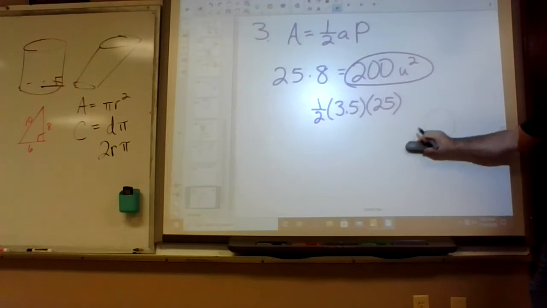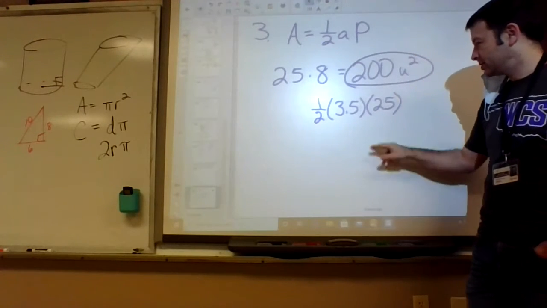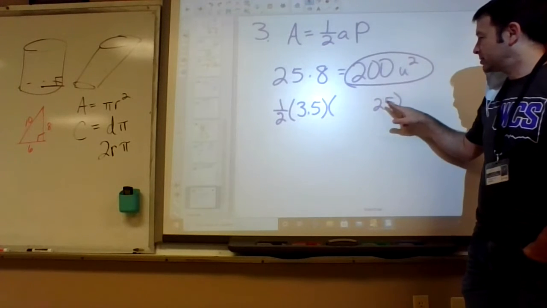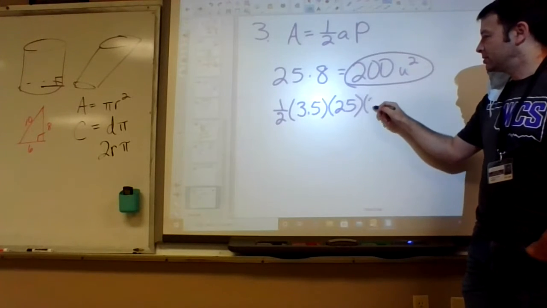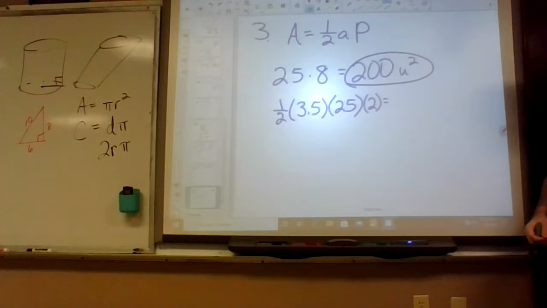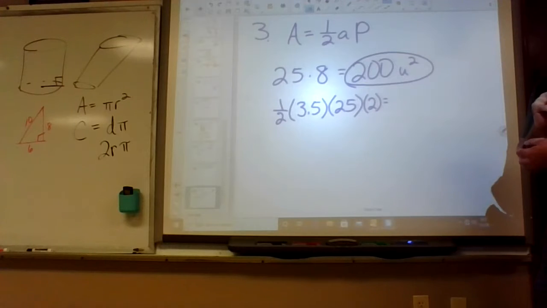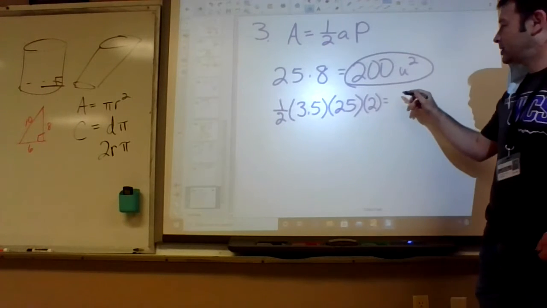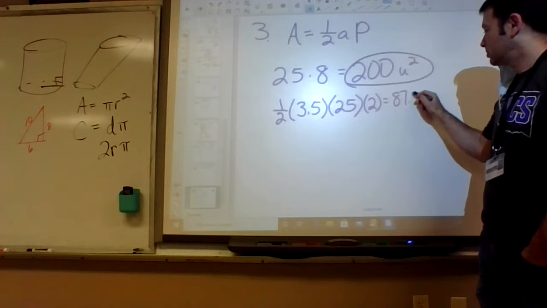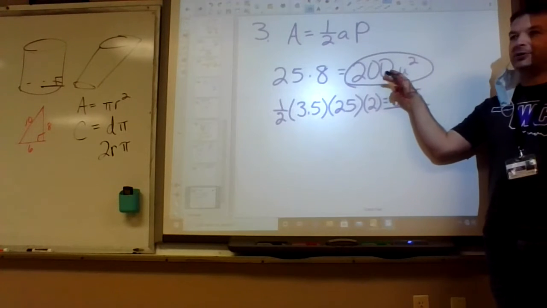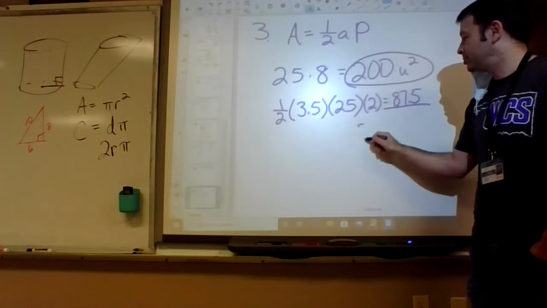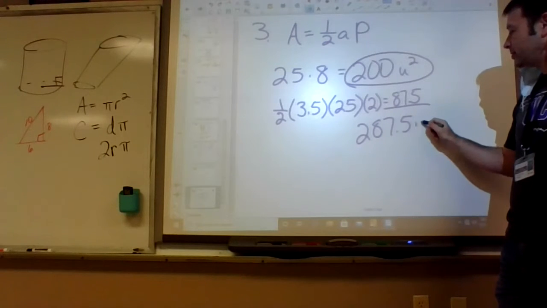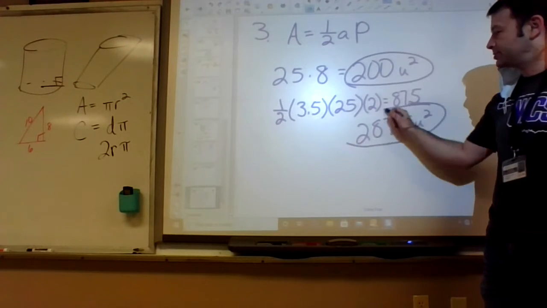But there are 2 pentagons, because the top and the bottom are both pentagons. So I'm going to throw a times 2 into that. You guys plug that in and see what we get. This would give you the area of the 2 pentagon bases. 87.5. Right, 87.5. Okay, we add that to the lateral area, the area of the bases, add those together, we get 287.5. That would be all the areas put together, the total surface area.